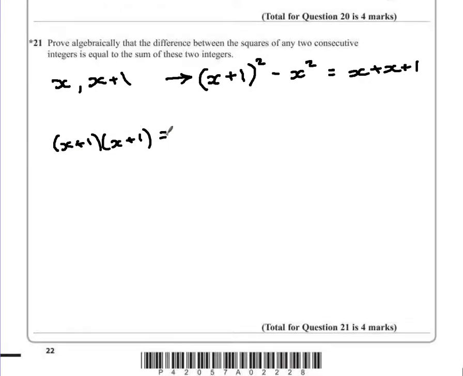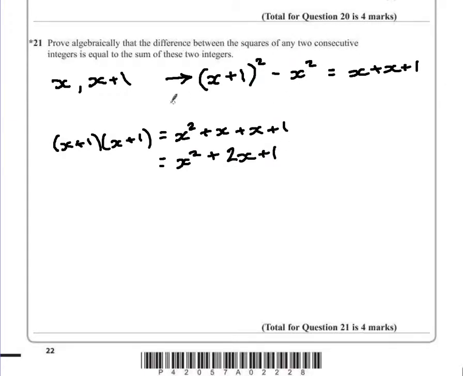So x plus 1 times x plus 1. There are a lot of different methods for this one. I'm just going to make sure we use FOIL: first, outer, inner, last. So x times x is x squared. x times 1 is x. 1 times x is x. 1 times 1 is 1. So if we simplify that, we have x squared plus 2x plus 1.